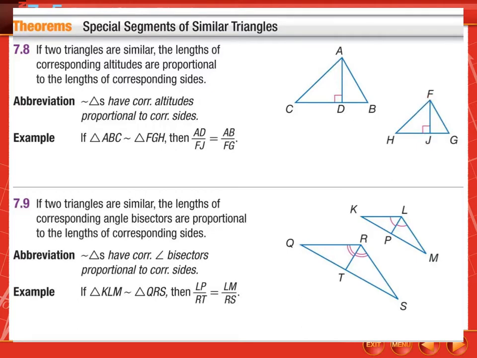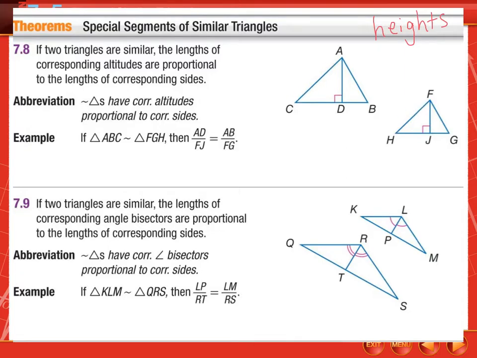So AD and FJ are altitudes. That is another name for the height, or heights I should say. And of course that's drawn from one vertex to the opposite side at a 90-degree angle. And we're told that triangle ABC is similar to FGH. The theorem states that if that's true, then the altitudes of those two similar triangles will also be proportional to the same ratio as the sides of the triangles.